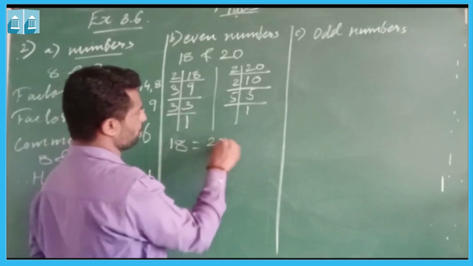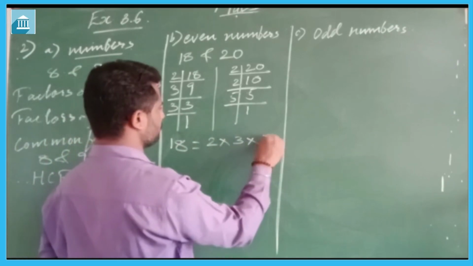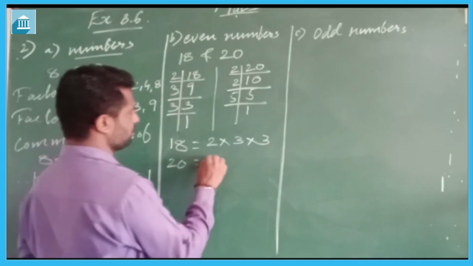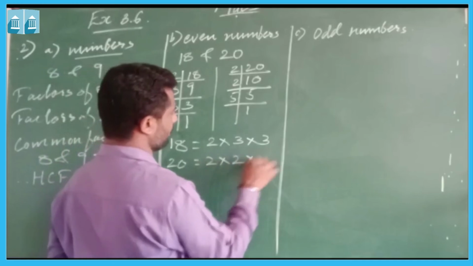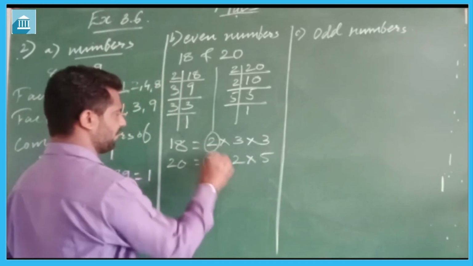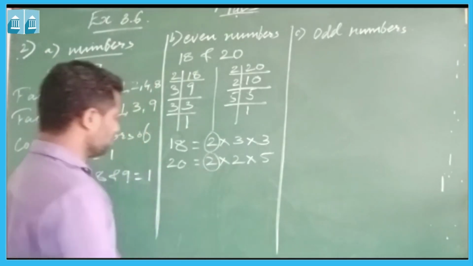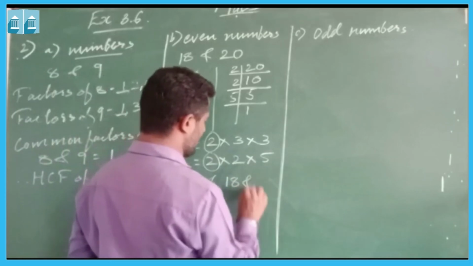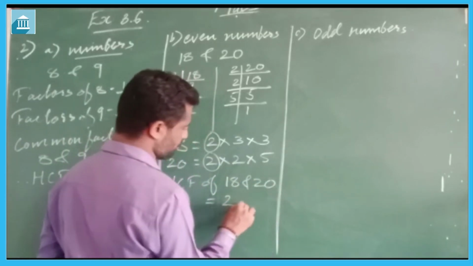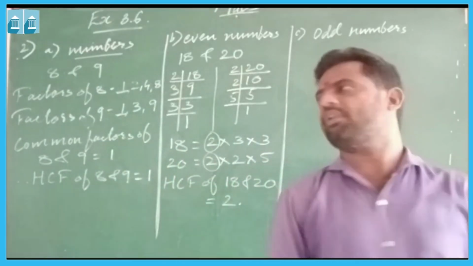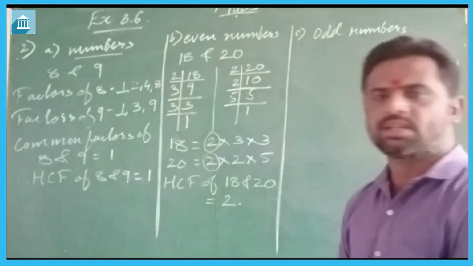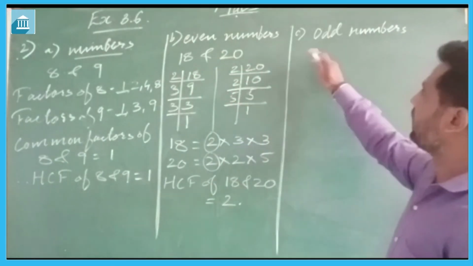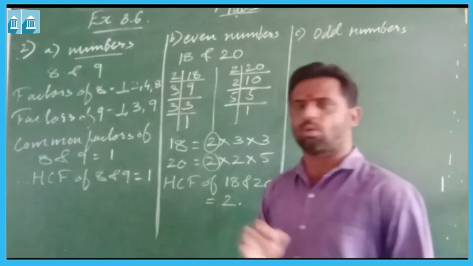18 is equal to 2 into 3 into 3, and 20 is equal to 2 into 2 into 5. Here the only common factor is 2. So we can say that the HCF of 18 and 20 is equal to 2. Or we can say that the HCF of two consecutive even numbers is always 2.